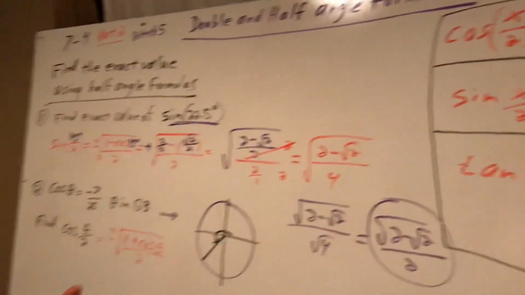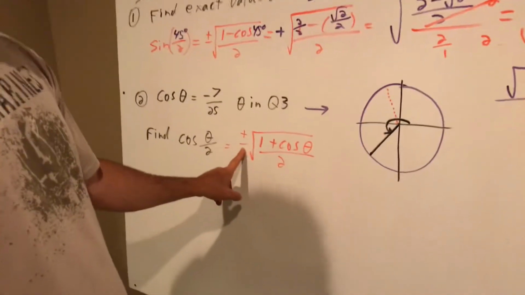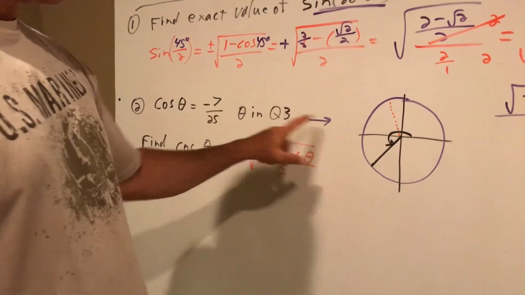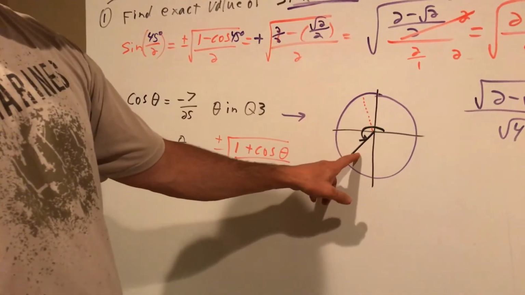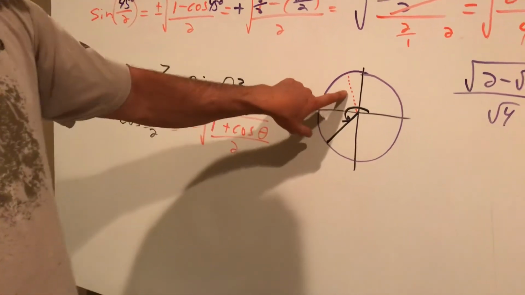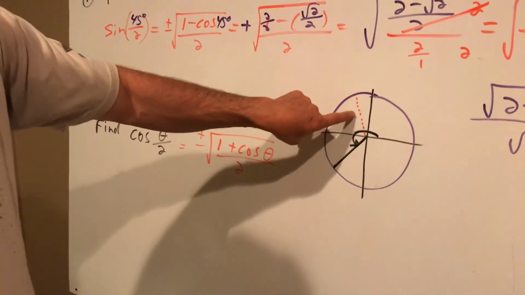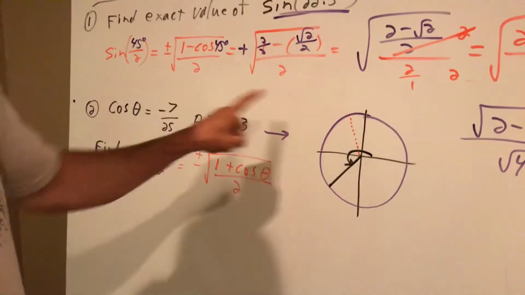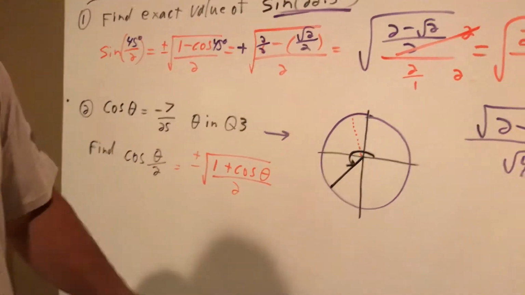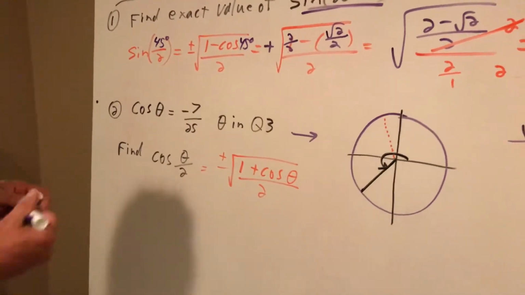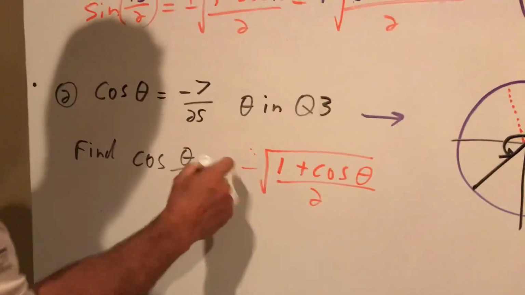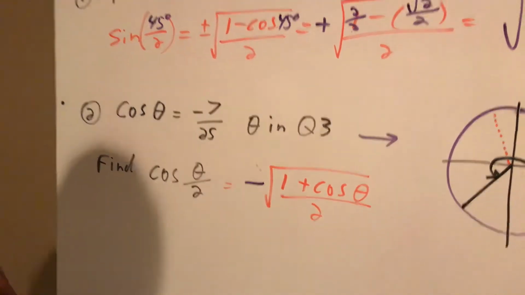I do, however, need to choose whether it's going to be positive or negative. Theta is in quadrant 3, so this is quadrant 3. I'm down here. If I were to divide that angle in half, the new one I'm going to find, the answer, is going to be somewhere up there. And for cosine, that's going to be a negative value. So this one here, I'm going to pick the negative. I have to choose that. Again, it doesn't tell me what that answer is ever.